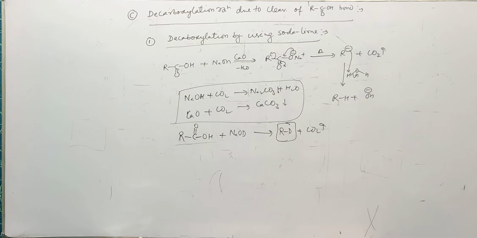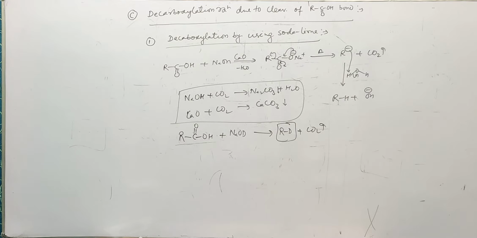Alright, write a note. Beta keto acids, malonic acid or substituted malonic acid, or alpha nitro, alpha cyano, and beta gamma unsaturated acids, etc. easily undergo decarboxylation.